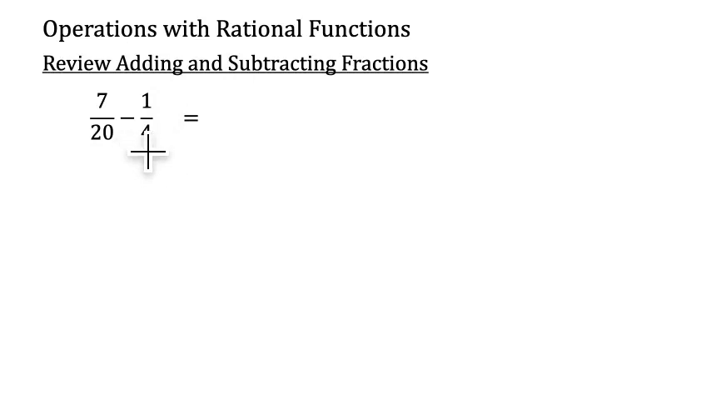We need common denominators before we add or subtract. So we will multiply the numerator and denominator by 5 in this case so that we get a denominator of 20 over here on the other fraction. Now we'll rewrite the question here. We have 7 over 20. That's the original first fraction. And then the second fraction becomes 5 over 20. That's an equivalent fraction. We haven't changed the value of the fraction. We just changed the way it looks.